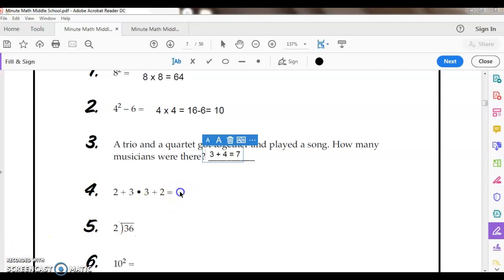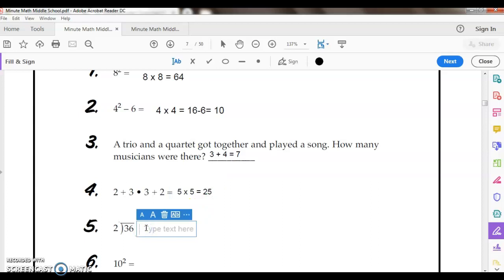Okay, moving on. So we're going to move on to number 4. This one's a pretty easy concept too. All you're going to add is 2 plus 3 and then 3 plus 2 and then multiply these together. So 2 plus 3 equals 5. And then, of course, again, 3 plus 2 is 5. So you're going to multiply 5 times 5, which equals 25.